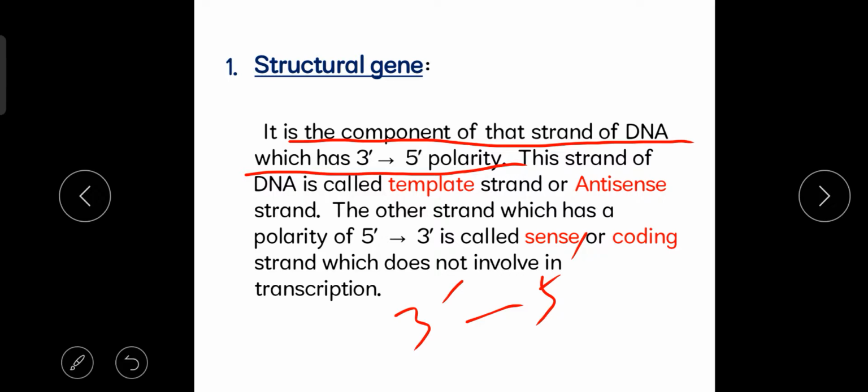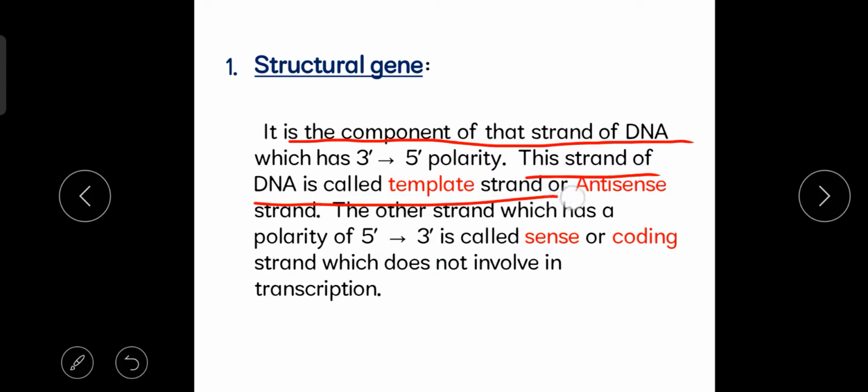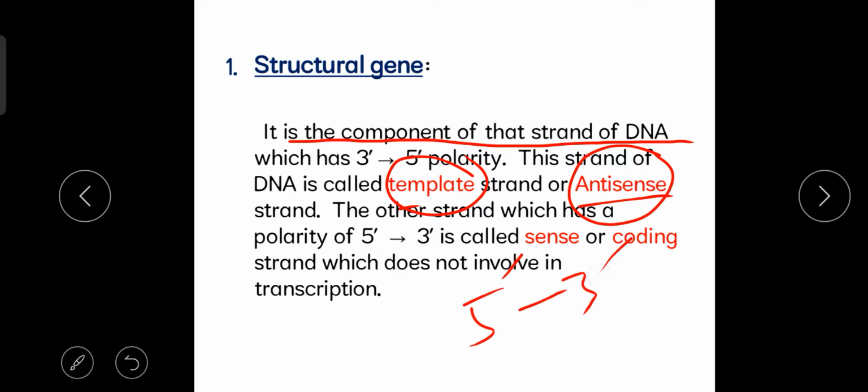Remember, only one strand of DNA forms the single stranded RNA, and that strand is called the structural gene, whose direction is 3' to 5'. I will show you later in the diagram. This strand of DNA is called the template strand or antisense strand. Remember these highlighted names: template, antisense. The opposite strand, whose polarity is from 5' to 3' direction, is called the sense strand or coding strand.